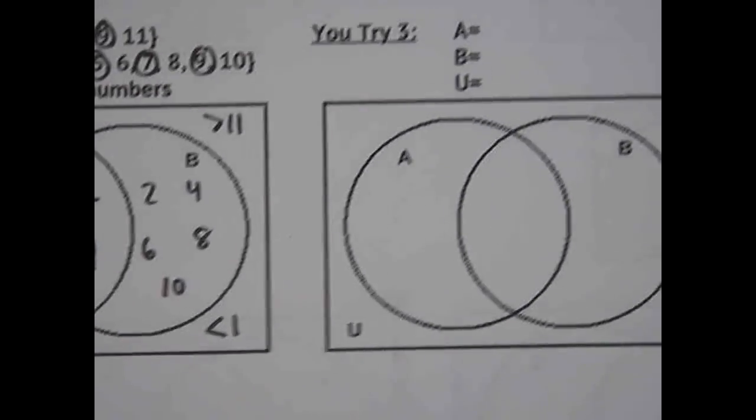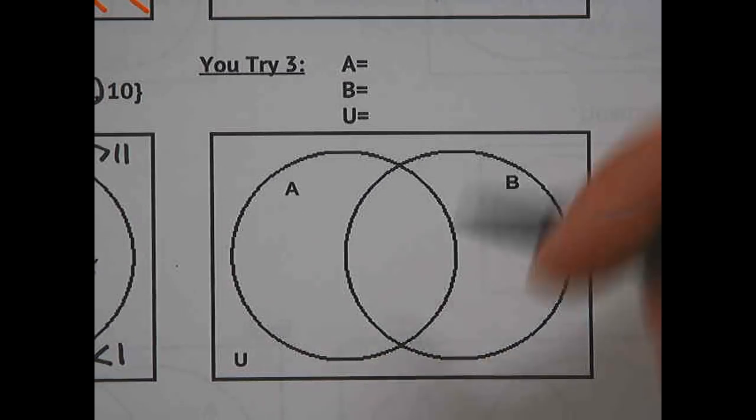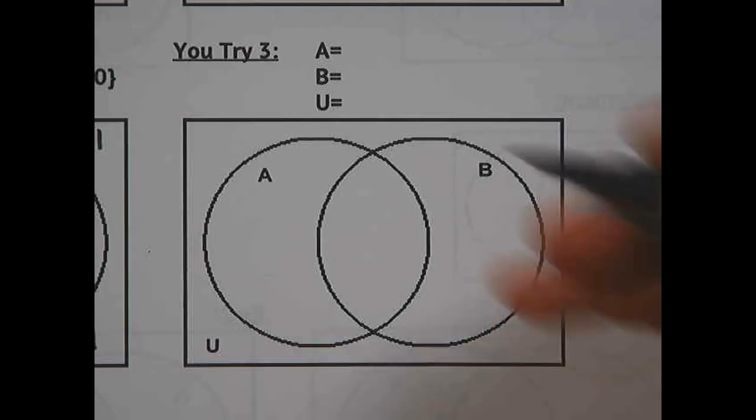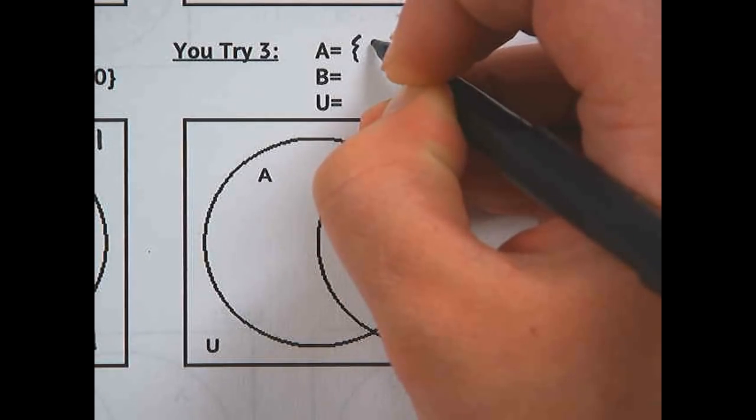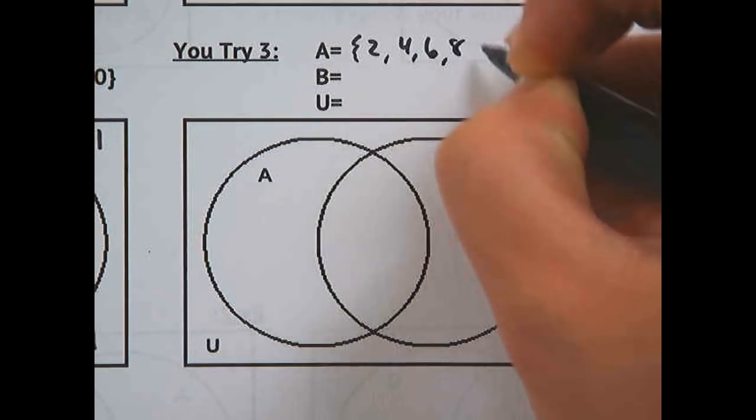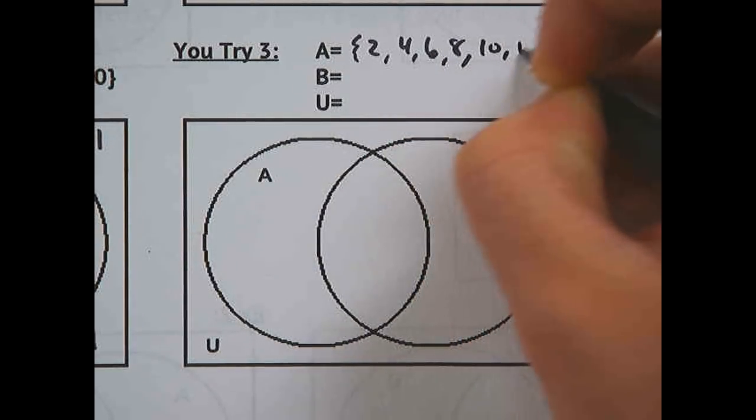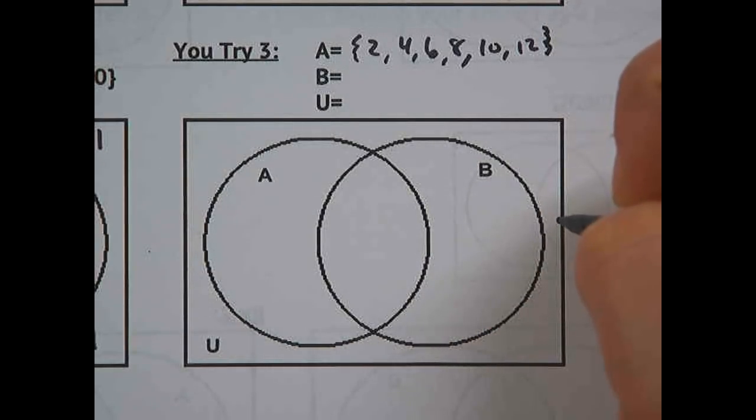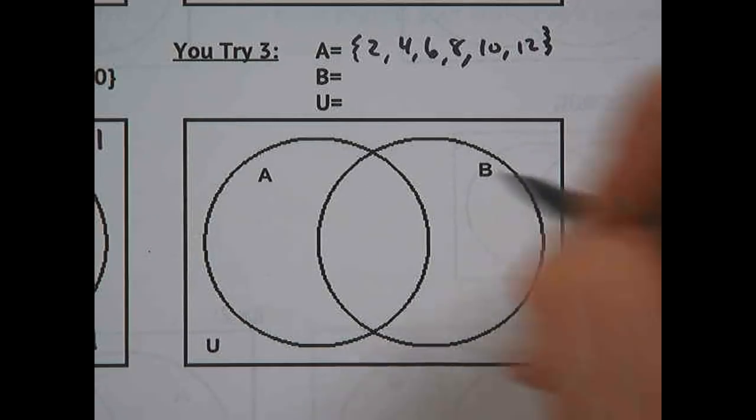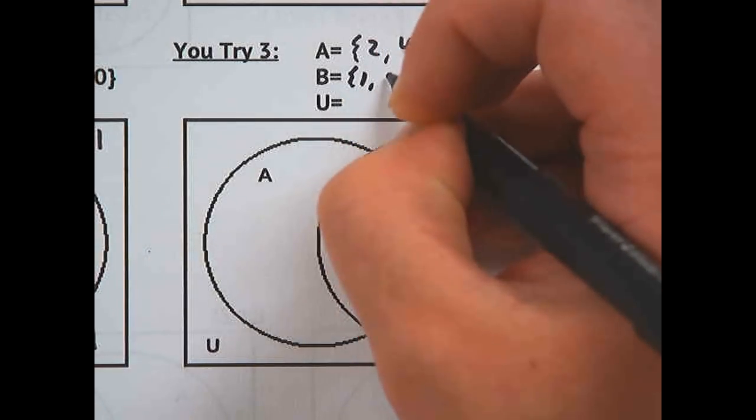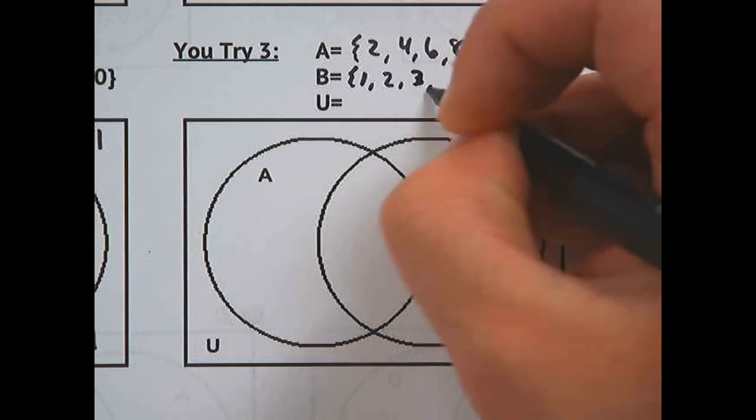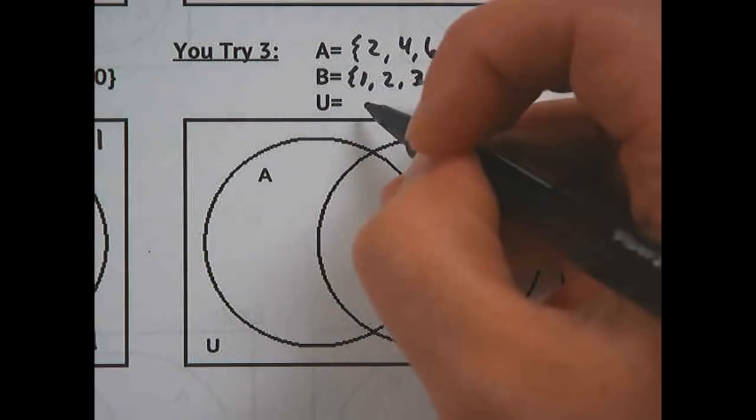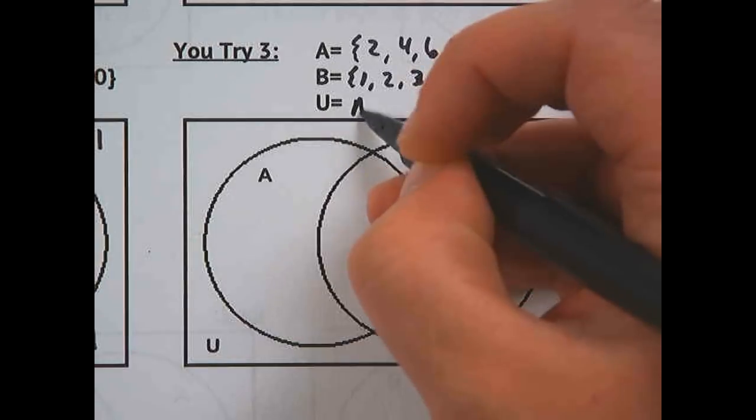So we're going to do something similar to what we just did before. I'm going to give you guys a problem. You guys will pause the video and give it a try. So for this one, A is going to be the numbers 2, 4, 6, 8, 10 and 12. And set B is going to be the numbers 1, 2, 3, 4, 5, and 6. And then U is going to be all whole numbers again.